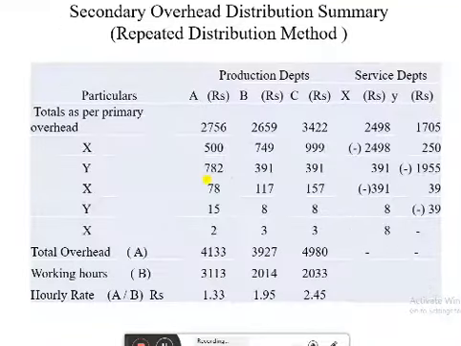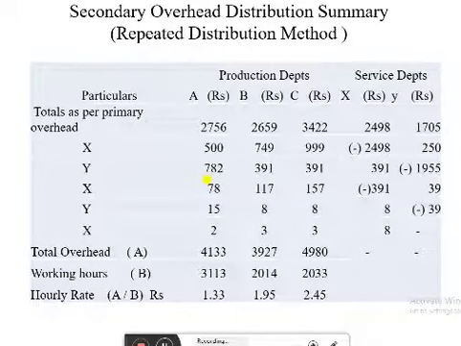So that is the secondary overhead distribution summary. In the secondary overhead distribution summary, we are going to concentrate on the repeated distribution method. The name itself tells you the distribution has to be made repeatedly. If you do the distribution repeatedly, then it is called the repeated distribution method. As usual, the same format: particulars, production A, B, C and services X, Y.